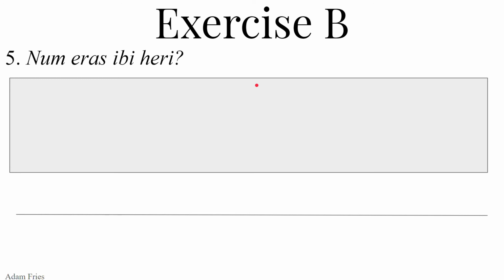Quinta, sententia quinta. Num eras ibi heri? Num, all right, here's num. Num is the opposite of nonne. If nonne is trying to influence the answer to be yes, num is trying to influence the answer to be no. There should be a no or a not in our English answer, but notice there is no not in the Latin. So keep that in mind.